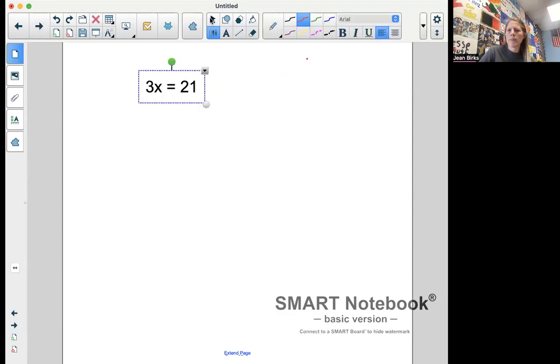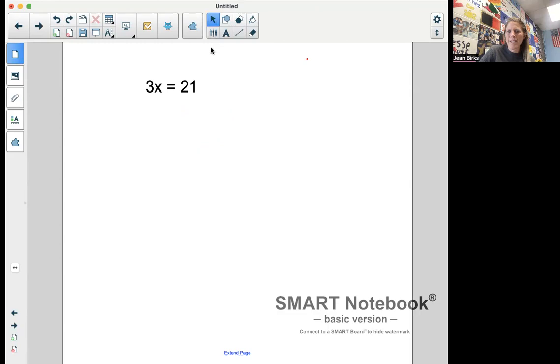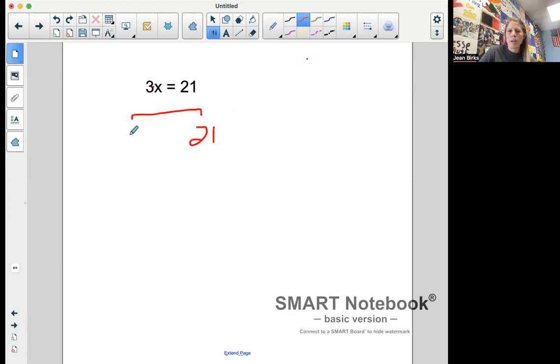What about something like this? That's 3 times something is 21. This side weighs 21. I need 3 things, all the same, that would equal 21. I need 3 of them though. 3 of these is 21. How much is just one worth? Well, that's 21 divided by 3 parts. So I'm going to divide by 3 here. So my answer is going to be, sorry, 21 divided by 3, 7.